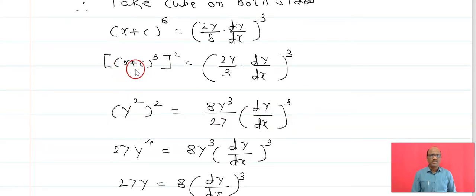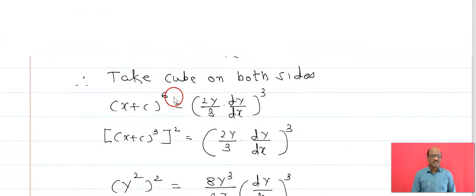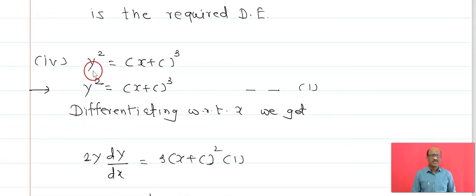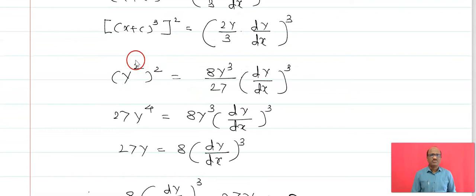But what is the value of (x plus c) cube? It's y square, and here is a bracket square. The value of (x plus c) cube whole square is (y square) square, and we have substituted here the y square in the bracket square. That is, 2y upon 3 cubed is 8y cube, and the cube of 3 is 27, into (dy by dx) bracket cube.